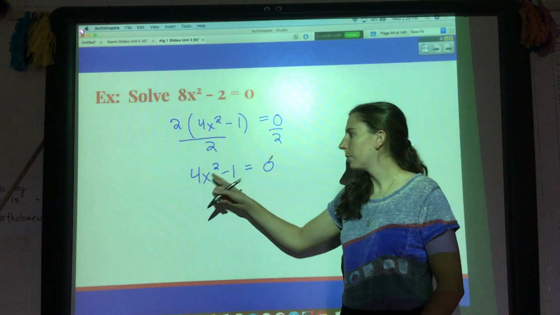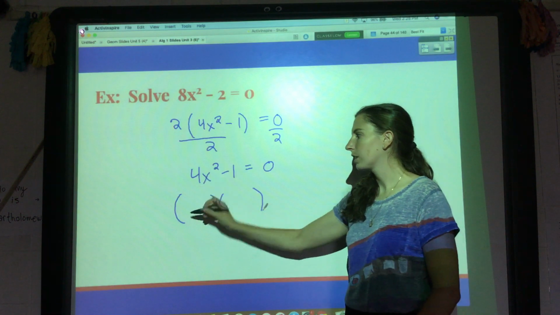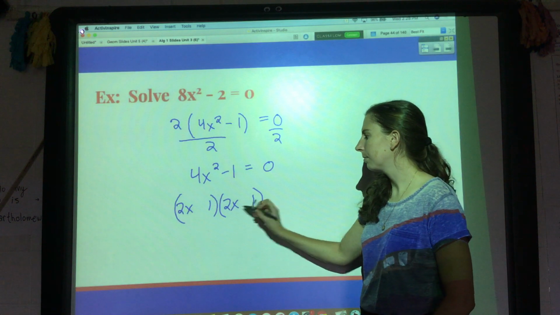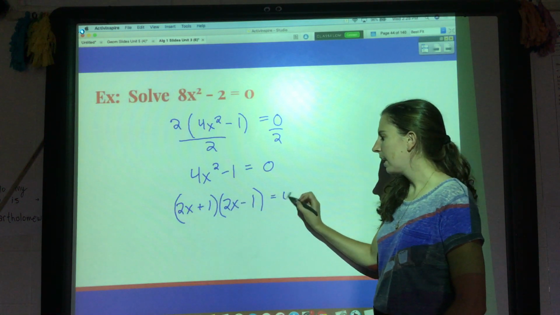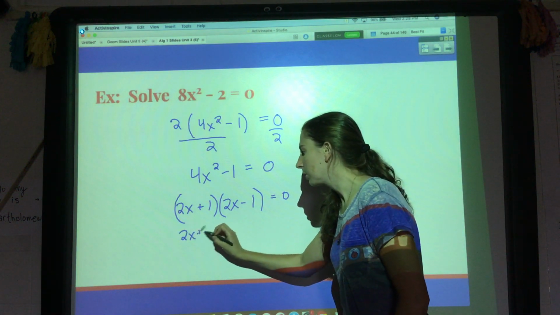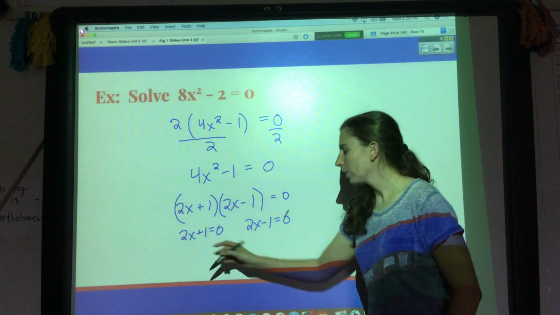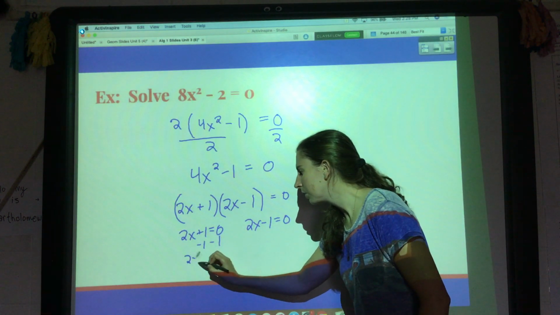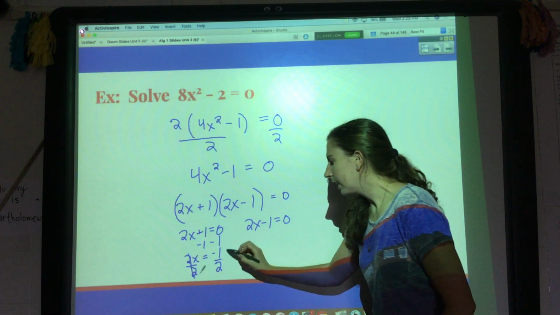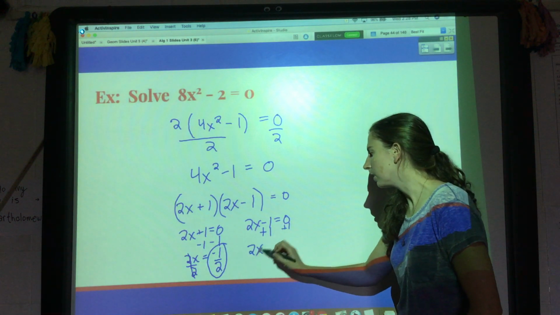All right. Now I can factor this using the difference of two squares. The square root of 4x squared is 2x. The square root of 1 is 1. Make one plus, make one minus, and now set both of these equal to 0 and solve. So 2x plus 1 equals 0, and 2x minus 1 equals 0. This right here will be minus 1, 2x equals minus 1, then divide by 2. So I get negative 1/2 on that one, and this one's going to be positive 1/2.